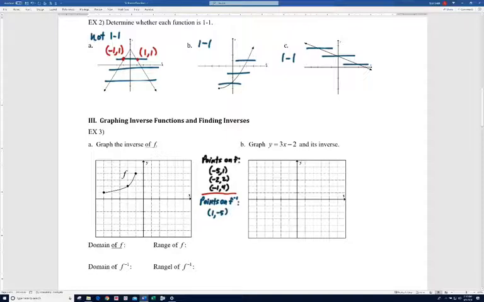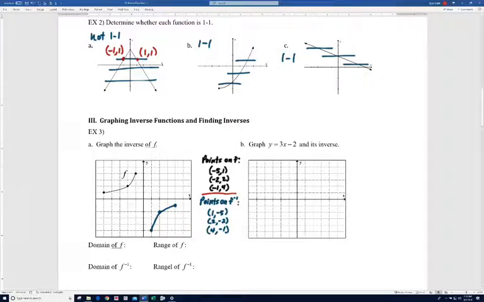And so let's do that. We're going to get (1, -5), (2, -2), and (4, -1). Notice all we're doing is switching the x and y values. We don't change any signs. We're just switching the x and the y values. So now let's go ahead and plot those on the graph, and we can draw the curve.